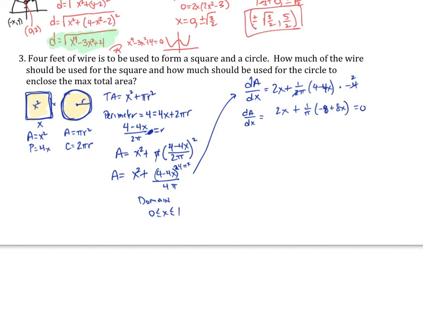Okay, so now let's finish this up over here. So 2x, and this is going to be negative 8 over pi, and this will be plus 8x over pi equals 0. So I'll get 2x plus 8x over pi equaling positive 8 over pi. Let's take out an x here, and I'm left with 2 plus 8 over pi equals 8 over pi. And cleaning this up, x will be 8.